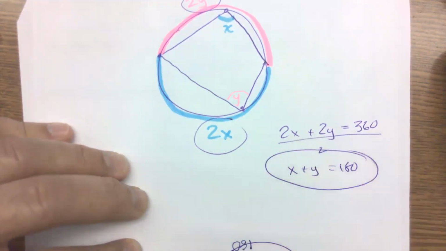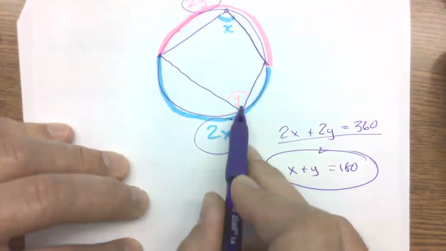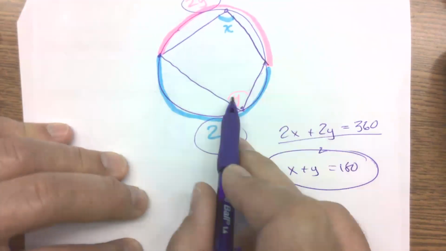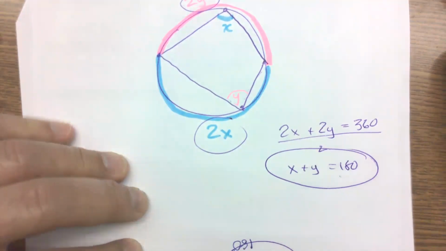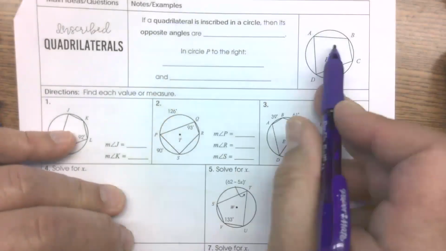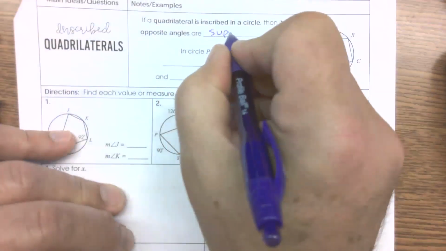And this is our theorem for quadrilaterals, that anytime we sketch or inscribe a quadrilateral inside a circle, the pair of opposite angles that face each other are going to be supplementary. If a quadrilateral is inscribed in a circle, then the opposite angles are supplementary.